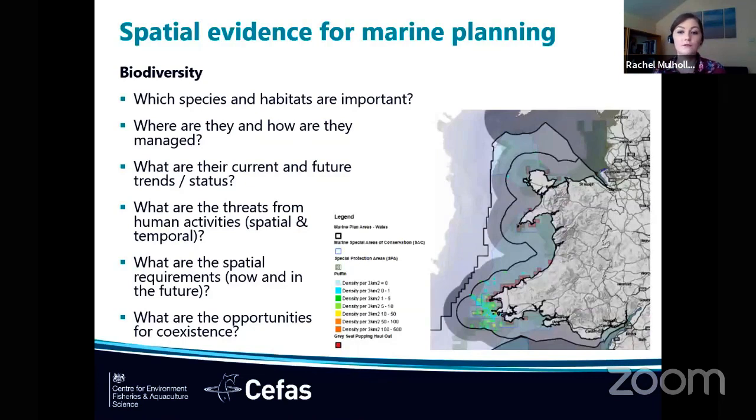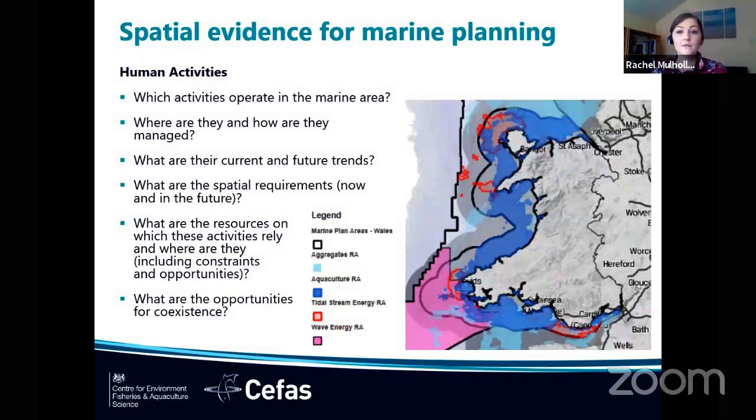The more accurate information and evidence you have on each species and habitat, their locations and their sensitivities, the better you will be able to manage them and take account of them in your planning and in your decision making. So it's the same process then for the human activities that you'll be managing with your marine plan. You need to know which activities are currently operating in your marine area, where they are, and how they are managed. So you want to know the current and future trends for each of these activities.